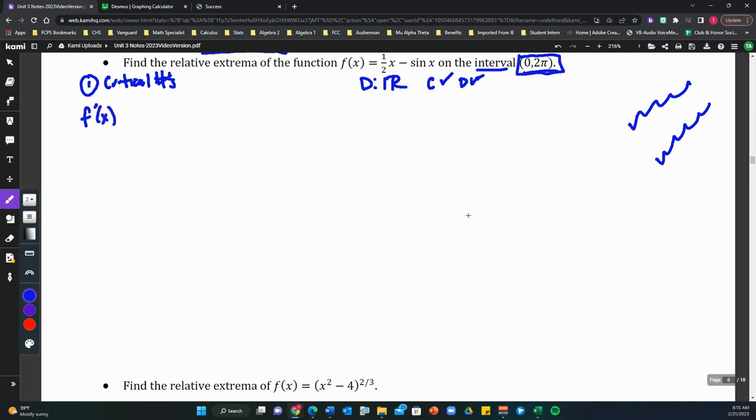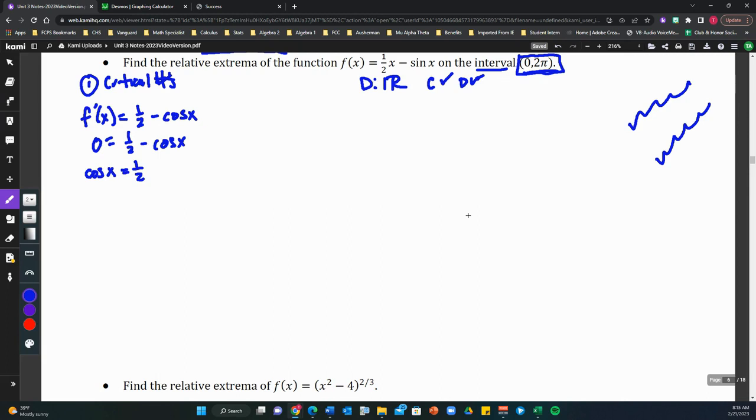So let's find f prime. So derivative of 1/2 x is 1/2. Derivative of sine of x is cosine of x. So now let's set this guy equal to 0. I'm going to move the negative cosine over. It just makes it easier. I can get it all done in one step. So I get cosine equals 1/2.